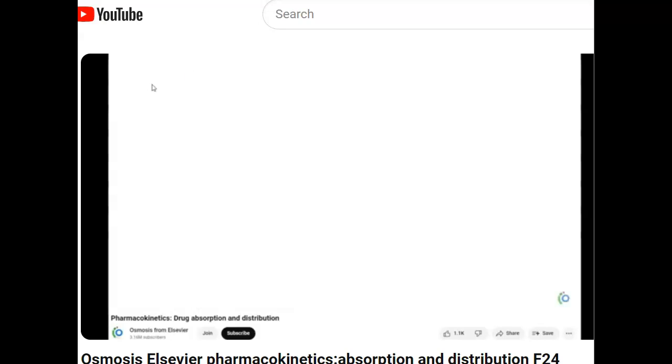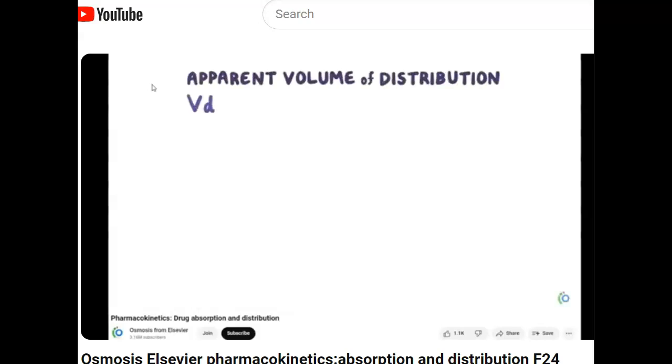Finally, an important concept is the apparent volume of distribution, or VD, of a medication, which is used to represent how extensively a medication is distributed throughout the body. It is the hypothetical volume that accommodates all of the medication in the body if the concentration throughout was the same as in plasma. Let's simplify this with an example.